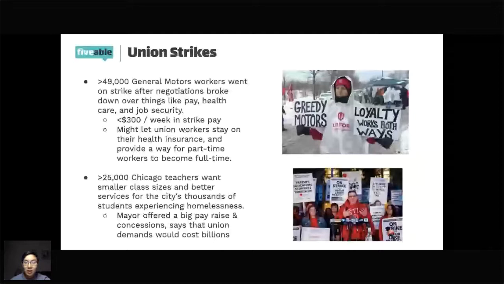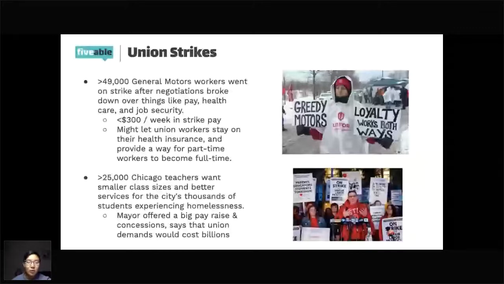We saw that currently those General Motors workers who are part of the UAW union, or United Auto Workers, are making less than $300 a week. And if you divide that by 7, that's about $40 a day, which is under their previous minimum wage of 4 hours, which is insane. And basically, General Motors has been negotiating with those workers. They want them to stay on their health insurance, and they're trying to pave a path for part-time workers to become full-time.